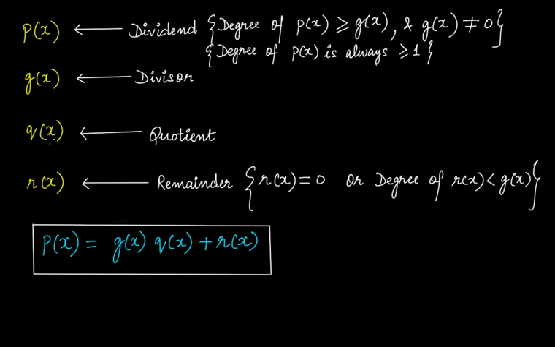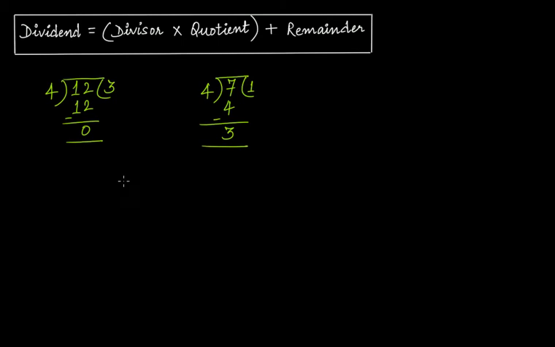Now, q(x) will be your quotient and r(x) will be your remainder. The remainder r(x) can be 0, it can be a zero polynomial, because as we saw here, your remainder is 0 in this case. So when we are dealing with polynomials, if you get 0 as a remainder, we call it a zero polynomial. Right? And if we don't get 0, then we say that it's a non-zero polynomial.